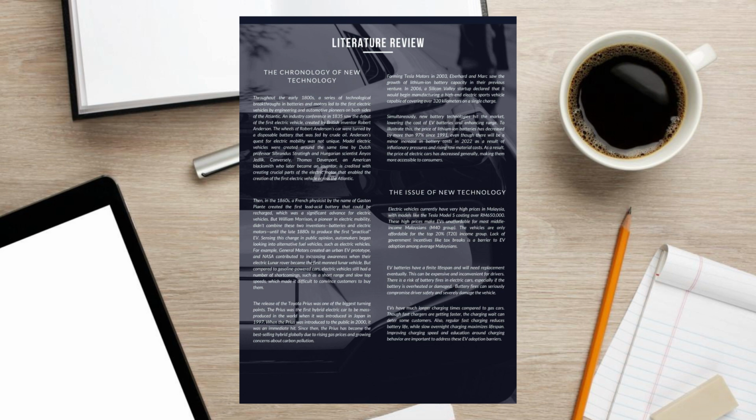The release of the Toyota Prius was one of the biggest turning points. The Prius was the first hybrid electric car to be mass produced in the world when it was introduced in Japan in 1997. When the Prius was introduced to the public in 2000, it was an immediate hit. Since then, the Prius has become the best-selling hybrid globally due to rising gas prices and growing concern about carbon pollution.